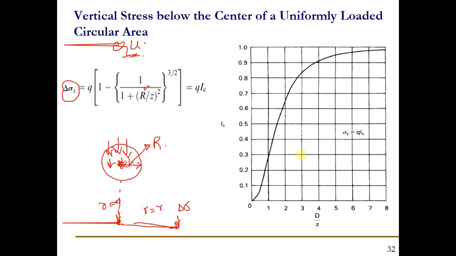We can use the figure as well. For example, if we find out the d by z, and d is the diameter of the circular load. For example, if we get the d by z value of 2, so we can say that the I value, or the influence factor value, will be equal to 0.65, and then Q is the uniform pressure which is exerted onto that circular area.